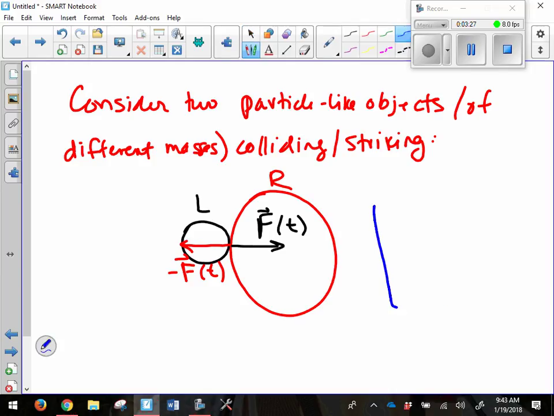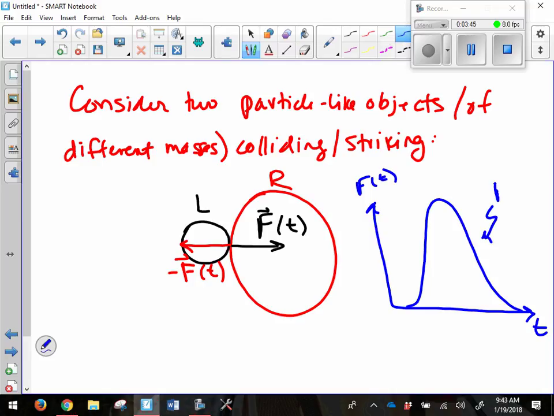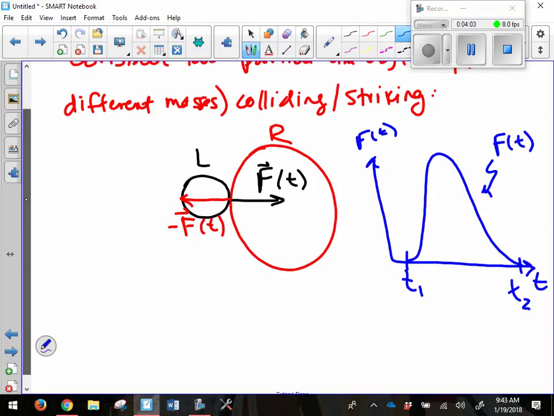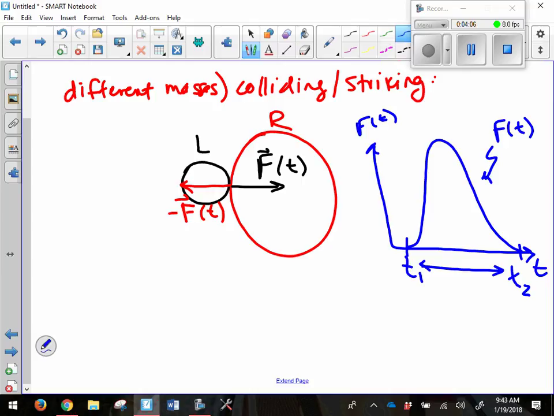So my force as a function of time might kind of sort of look something like this. That's not necessarily symmetrical either. And this is going to be my F of t. And that force is going to be applied while the objects are in contact, between some t1 and some t2. And of course, I'm going to call the difference between those times delta t.